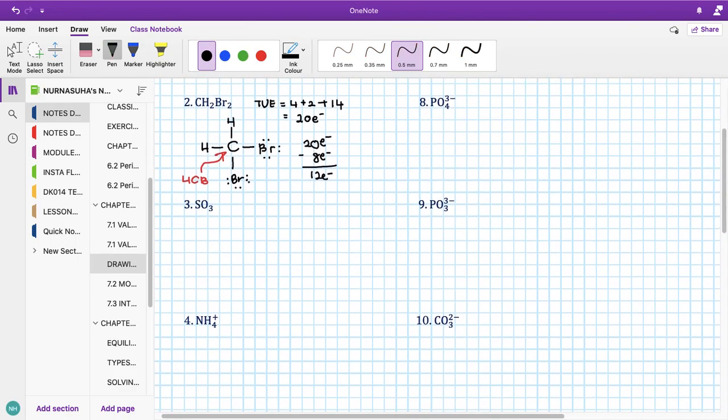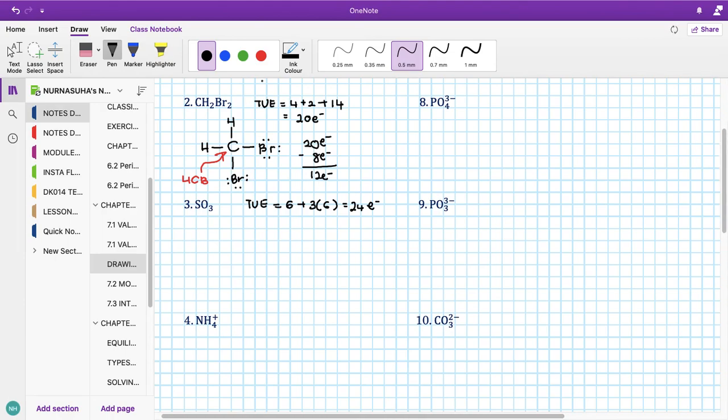Let's proceed to SO3. So total valence electron, sulfur 6 electron, oxygen also 6, but there's 3 oxygen, so you have to times by 3. So total, berapa? 24 electron.